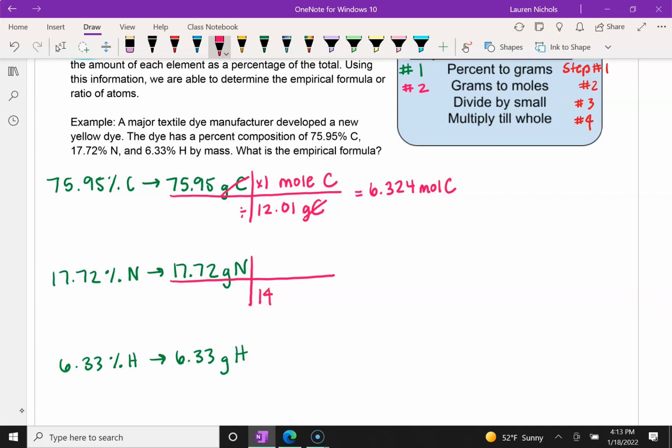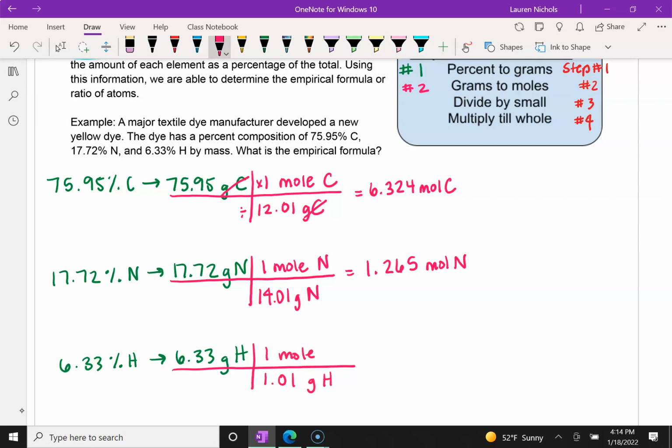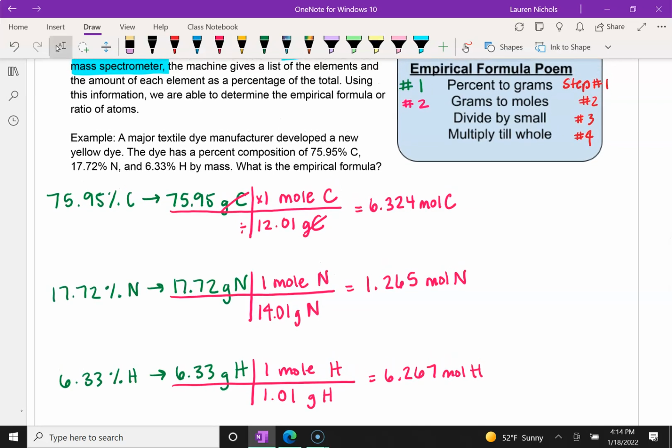So for this, instead of 12.01, we'll have 14.01 grams of nitrogen is equal to 1 mole of nitrogen. And when we divide that, it gives us 1.265 moles of nitrogen. And we can change our 6.33 grams of hydrogen to moles by dividing by its molar mass, which is 1.01. And when we do that, 6.33 divided by 1.01 is 6.267 moles of hydrogen.